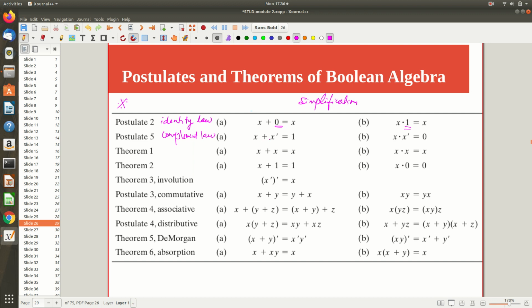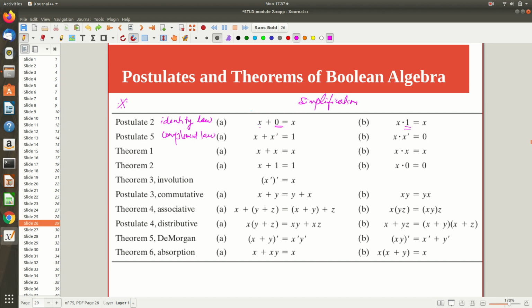Any element plus its complement is going to give you 1. What is 1? It is the identity element of dot. Instead of the existence of an inverse in ordinary algebra, here we have a complement and the complement law. The equivalent one in dot is x dot x dash is equal to 0. So wherever x plus x dash is coming, simply replace it with 1. That is the meaning.